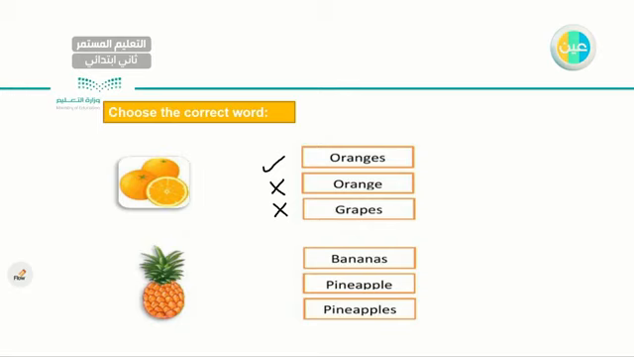I have bananas, pineapple, or pineapples. What do you think? It's not a banana, right? So it's either pineapple, singular, or pineapples. I have just one pineapple. Very good. Excellent. Let's go to the next one.